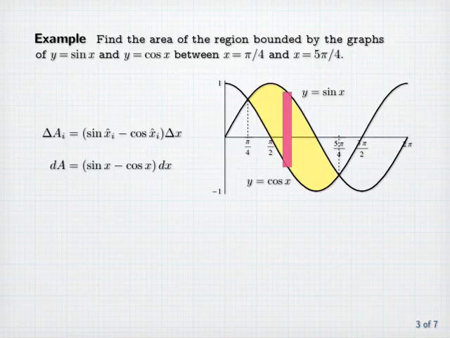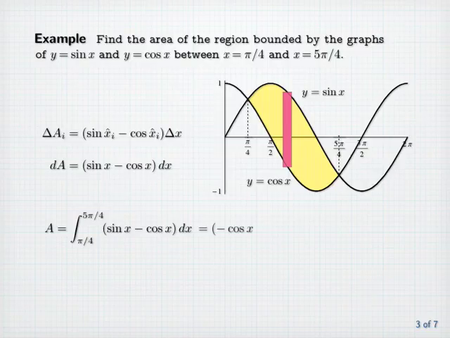So the total area A is the integral from pi over 4 to 5 pi over 4 of dA, sine x minus cosine x dx. Now let's do the computation. Sine x is the derivative of minus cosine x, and minus cosine x is the derivative of minus sine x. So an antiderivative of sine x minus cosine x is minus cosine x minus sine x. We want to evaluate that between pi over 4 and 5 pi over 4.